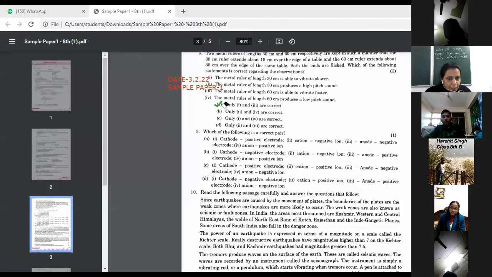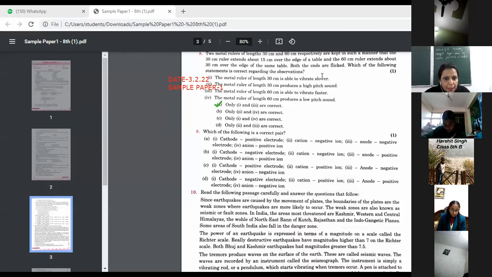Okay, children. So A option is correct. Why is A option correct? Because the ruler with longer length will vibrate faster. So the longer length ruler will be of 60. It will vibrate faster, and the 30 centimeter length ruler will vibrate slower.